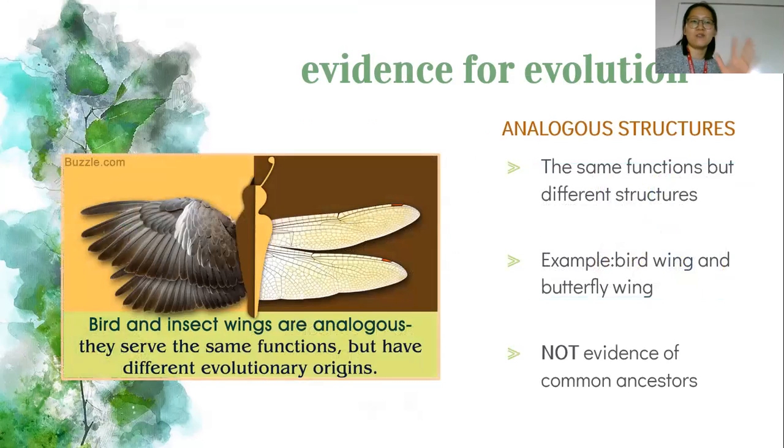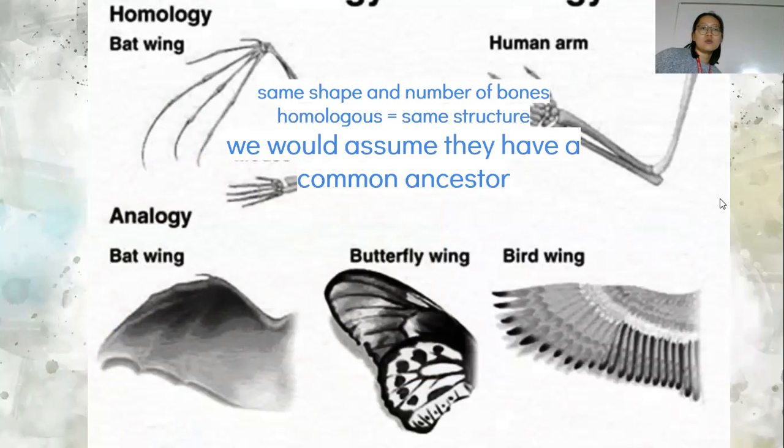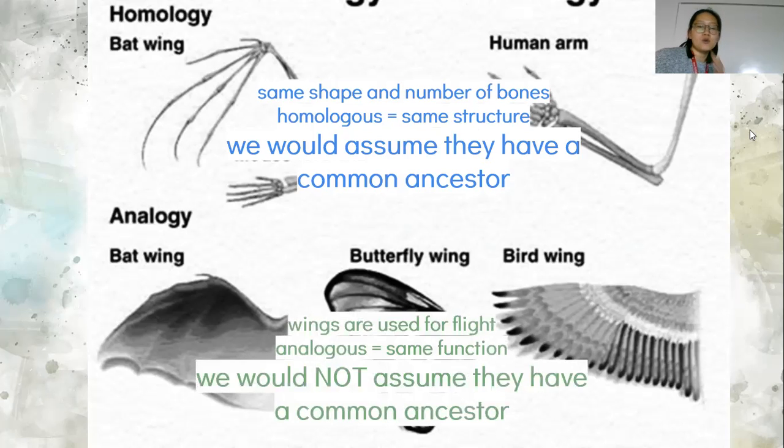I still want to be clear, we still know that the dragonfly and the bird are technically related by a common ancestor. It's just a lot further back because they're so physically different now. Here are some more examples, right? Same shape and number of bones would be a homologous structure, having the same structure. So we would assume that they have a more recent common ancestor. But if you're looking at, for example, wings for flight, they're analogous. We would not assume that they have a recent common ancestor, although we do have to be clear that they do have a common ancestor. It's just way, way, way far back in time.